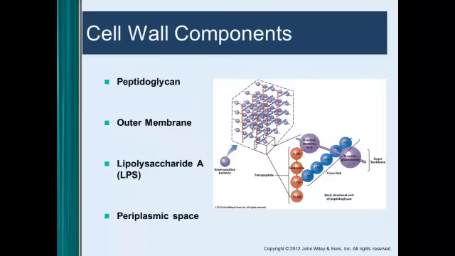Now let's look in detail at the cell wall. The semi-rigid cell wall lies outside the cell membrane in nearly all bacteria, and it performs 2 important functions. It maintains the characteristic shape of the cell, and it prevents the cell from bursting when fluids flow into the cell by osmosis.